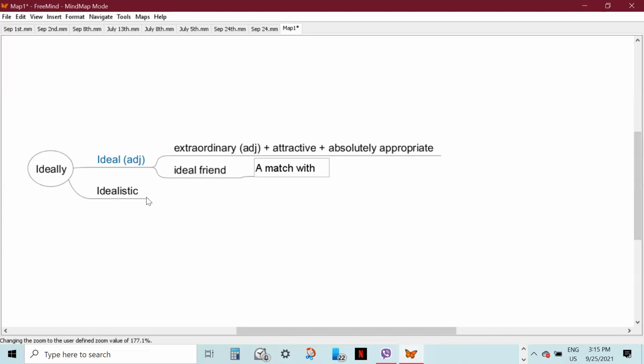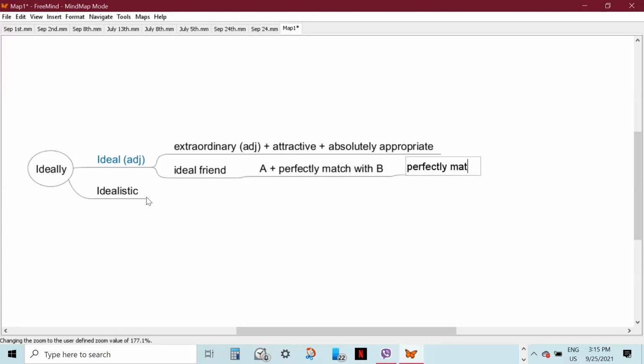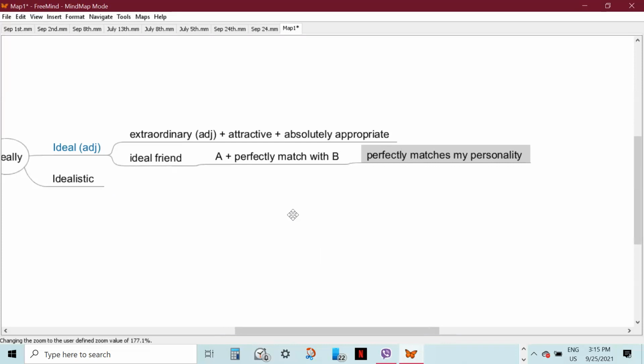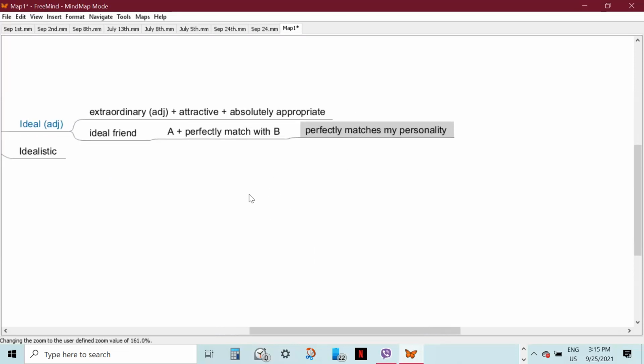So if I say that somebody perfectly matches something else or somebody else, it means that kind of person is appropriate and suitable for you. You can say my ideal friend perfectly matches my personality. That means this kind of ideal friend understands who you are, what you want, and how you perform things in your life. So we can say that kind of friend perfectly matches you.